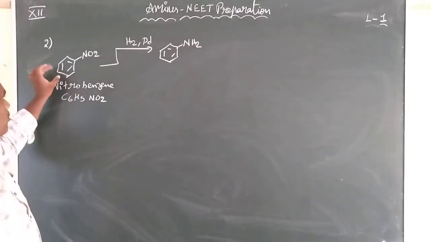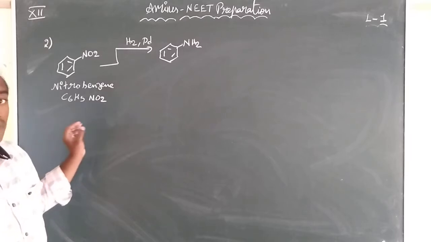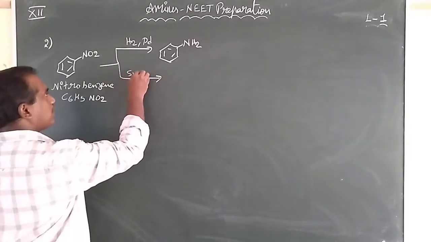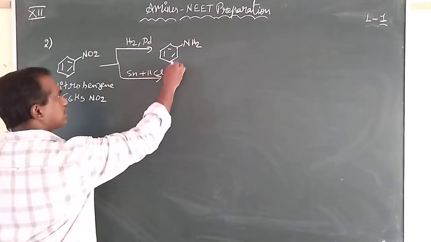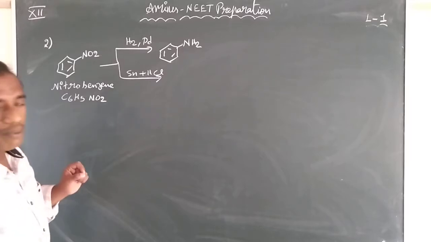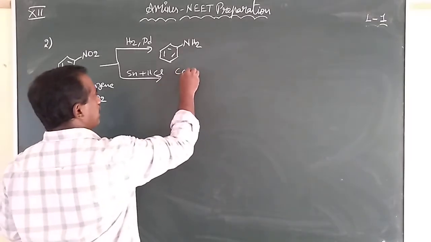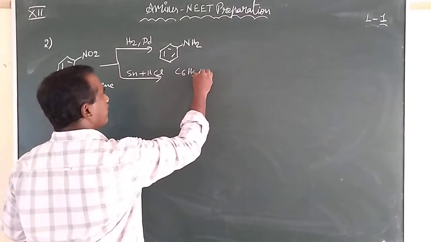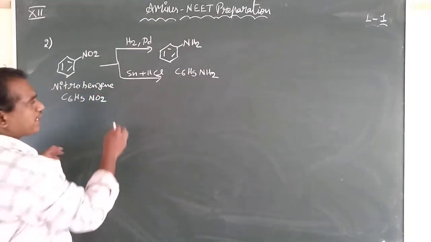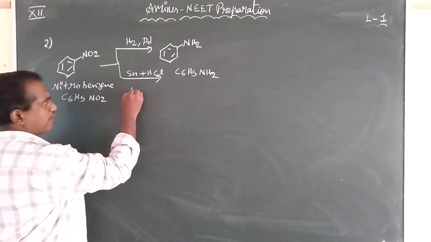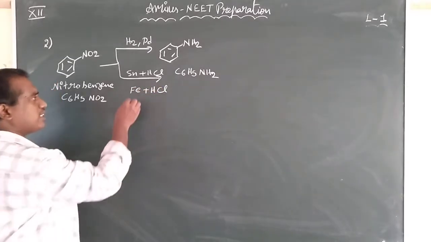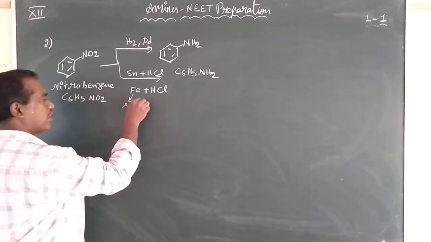You are practicing the cyclic form, but at times you must remember the formula also. If you react this with tin in the presence of HCl, the same product will be obtained. Aniline will be obtained. It is also written as C6H5NH2. But instead of taking tin in the presence of HCl, they will use iron in the presence of HCl. This iron is called scrap iron.